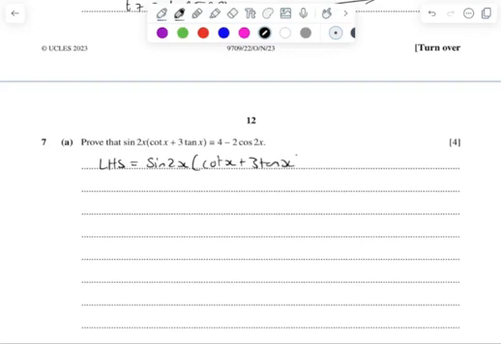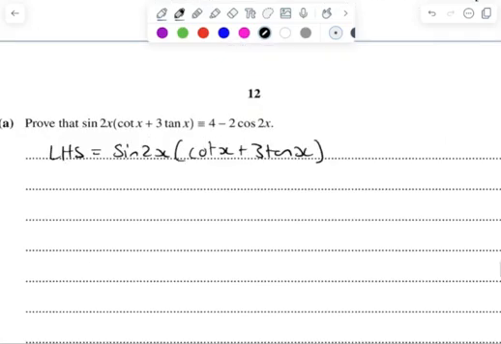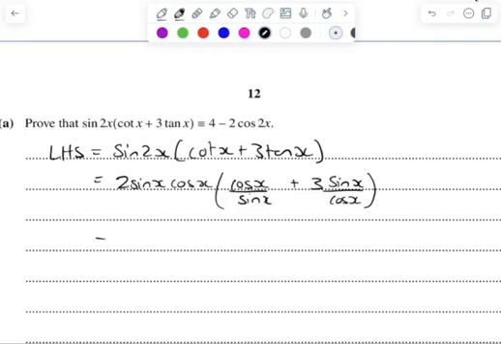Okay, I cannot see what I'm going to do yet, so I just need to start somewhere. So I know that I've got my sine of my double angle, so I could expand that. So do 2 sine x cos x. I could also rewrite my cot. Cot is the same as cos x over sine x, and tan is sine x over cos x. I'm just starting somewhere.